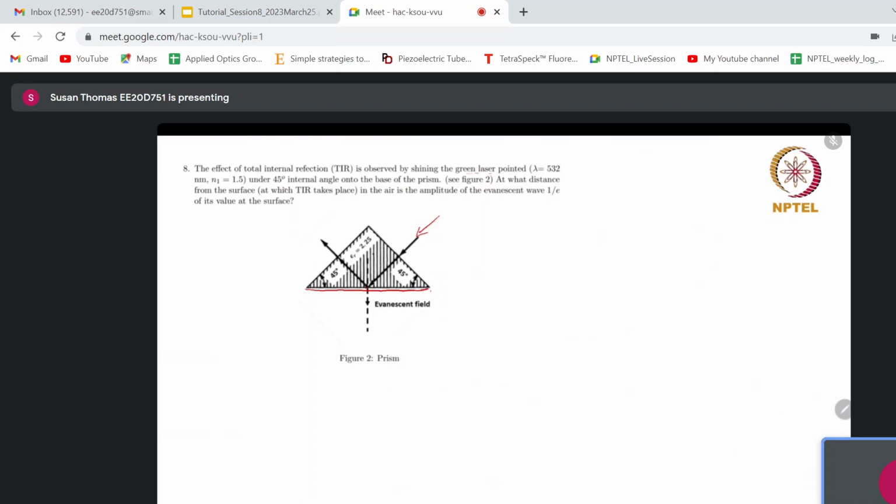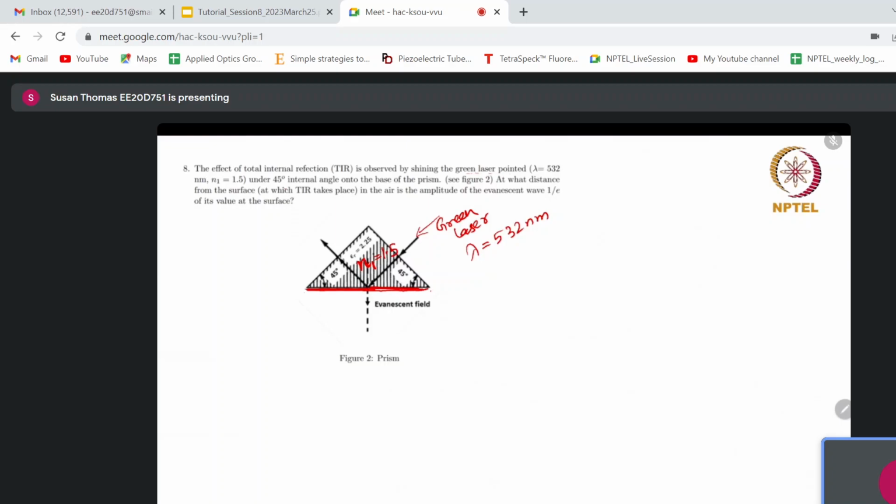So the green light is shined onto the base of the prism. This is the green laser, which has a wavelength of 532 nanometers, and the prism is basically glass with a refractive index of 1.5, which is also clear because it is the square root of epsilon r.